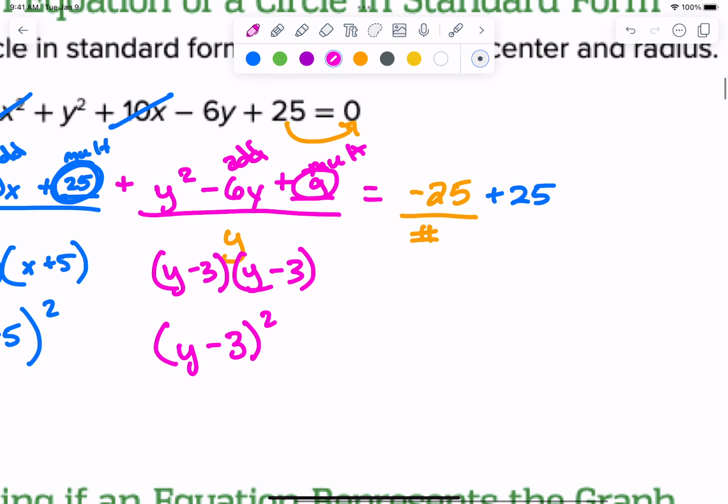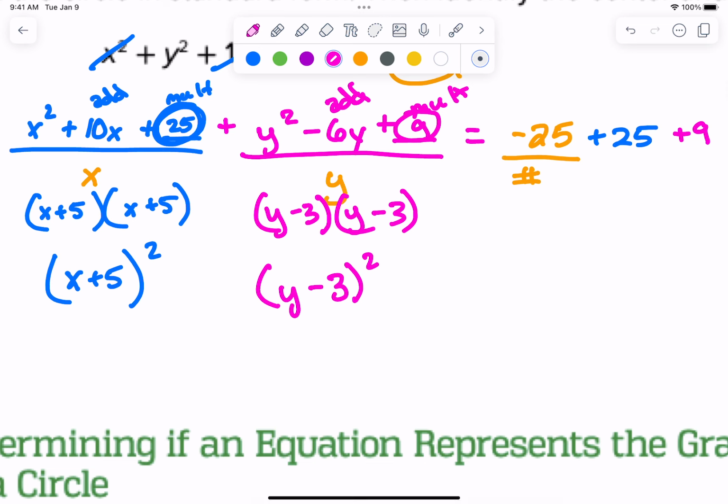But if I add 9 to that side, I've got to add 9 over here as well, right? Okay, are you doing okay so far? Yeah? We completed the square twice. Got it? So (x + 5)² plus (y − 3)² equals this jump, 9. Equals the number over there, right?